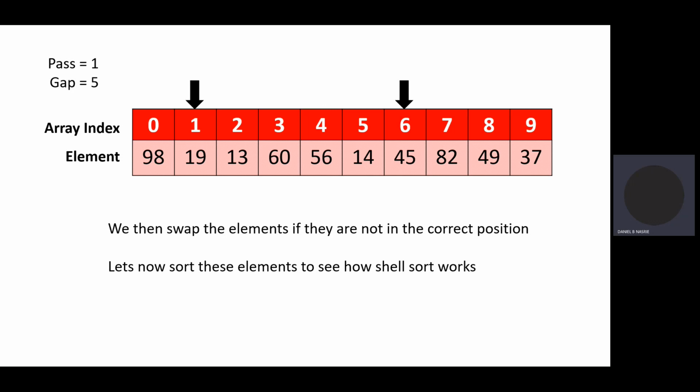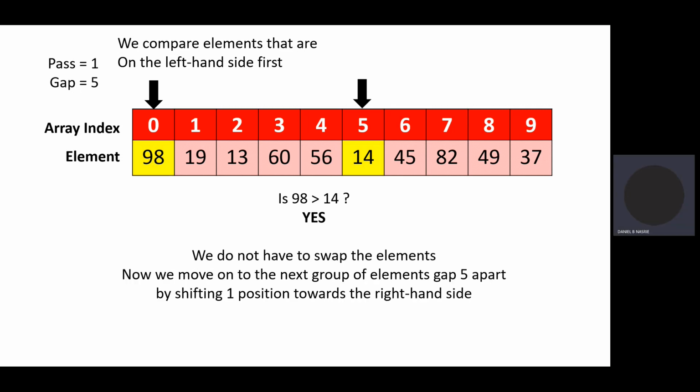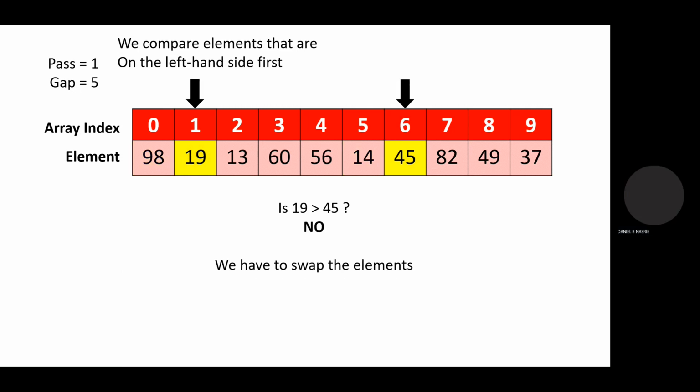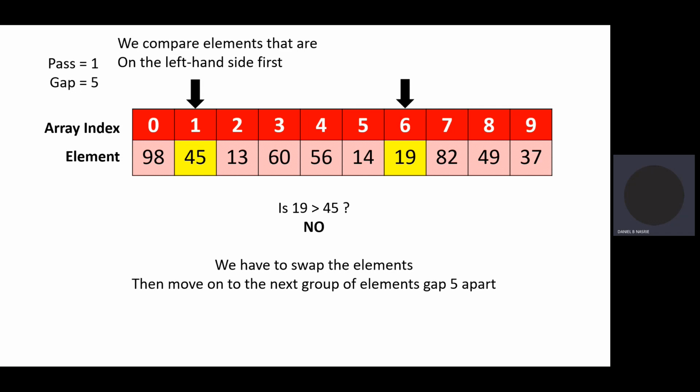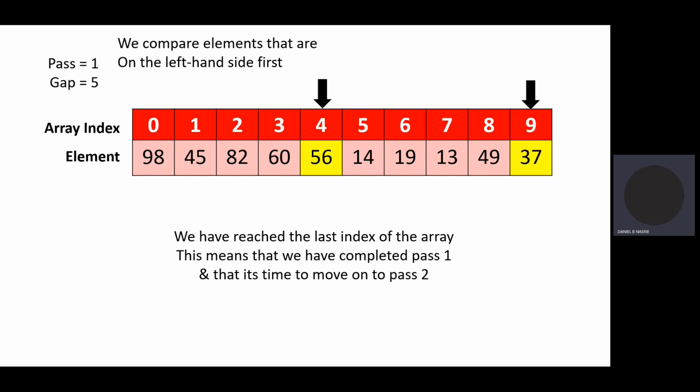Let's now sort these elements to see how the shell sort will work. We start from index 0 and mark the elements with gap 5 apart. Since we are doing a descending order sort, the first compared element should be more than the next element gap 5 apart. Is 98 more than 14? Yes, we do not have to swap the elements, and now we move on to the next group. Is 19 more than 45? No, so we do have to swap the elements and move on to the next group of elements gap 5 apart. Then we keep doing it and checking until everything is okay. Then we move to the last index of the array. This means that we have completed pass 1, so it's time to move on to pass 2.